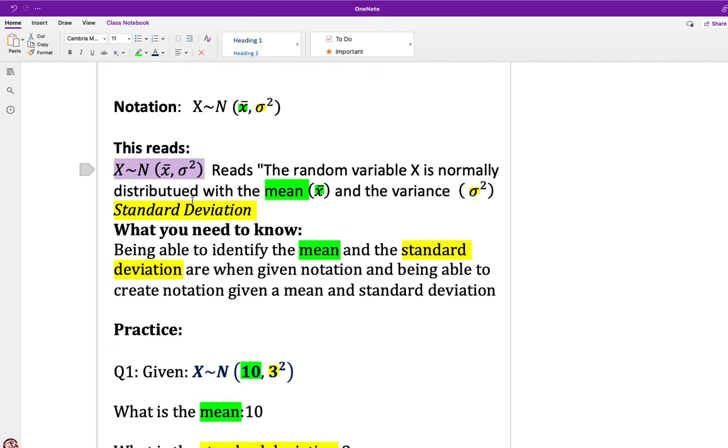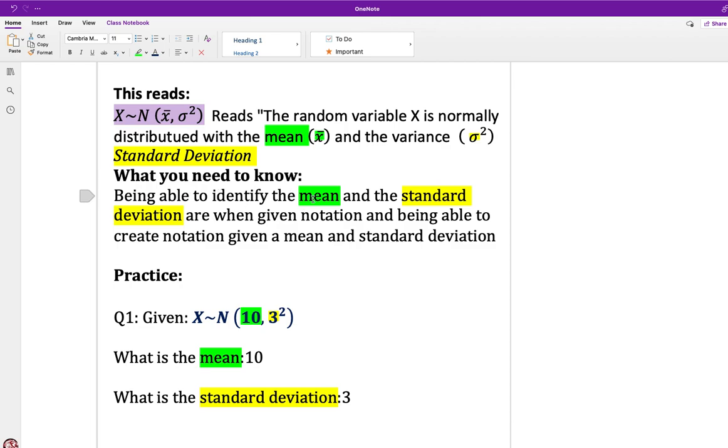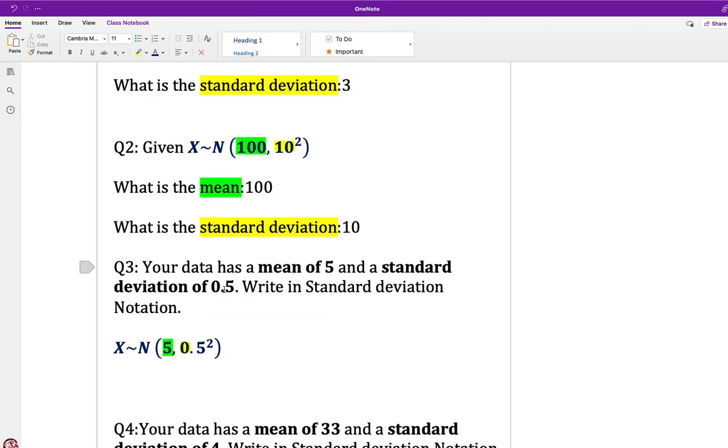So that's the first part of the lesson. The two things you need to know: you need to be able to identify the mean and standard deviation within the notation, or be able to create notation when you're given the mean and standard deviation. And I will tell you where to write that tomorrow when we get to our notes of self. So I honestly think we erased it.